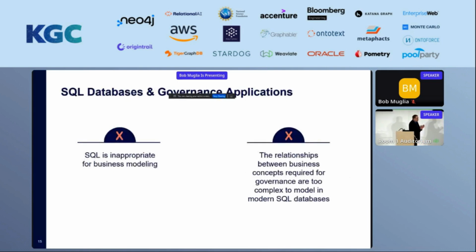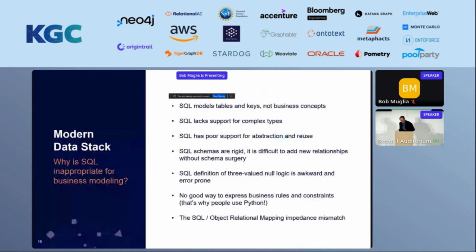So SQL databases and governance apps. SQL is not appropriate for building these applications. It's insufficient. It's not appropriate for business modeling, and it can't support the complexity of the relationships, the queries that need to be run. Why is that? Why can't you use SQL for business modeling? The real answer is it wasn't designed to do that.